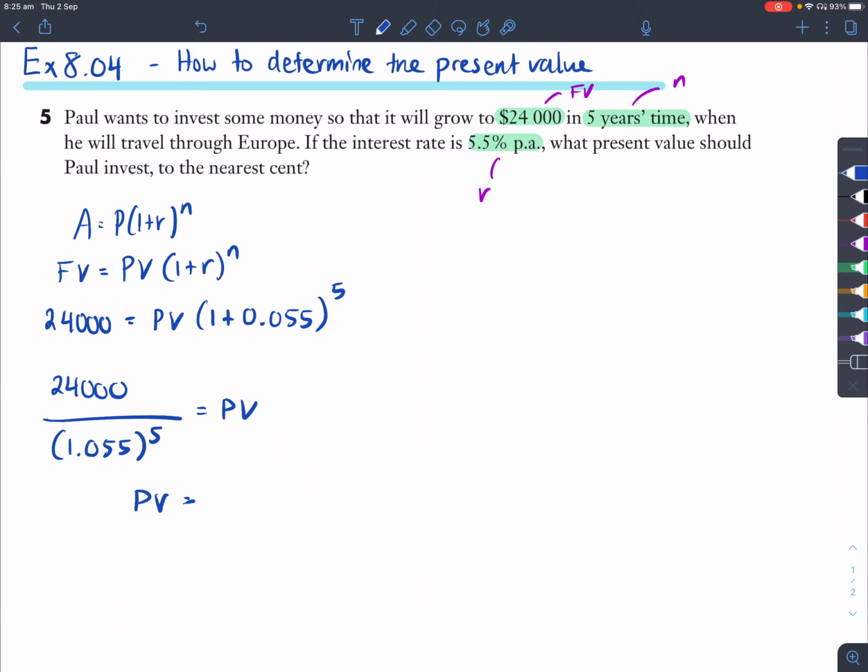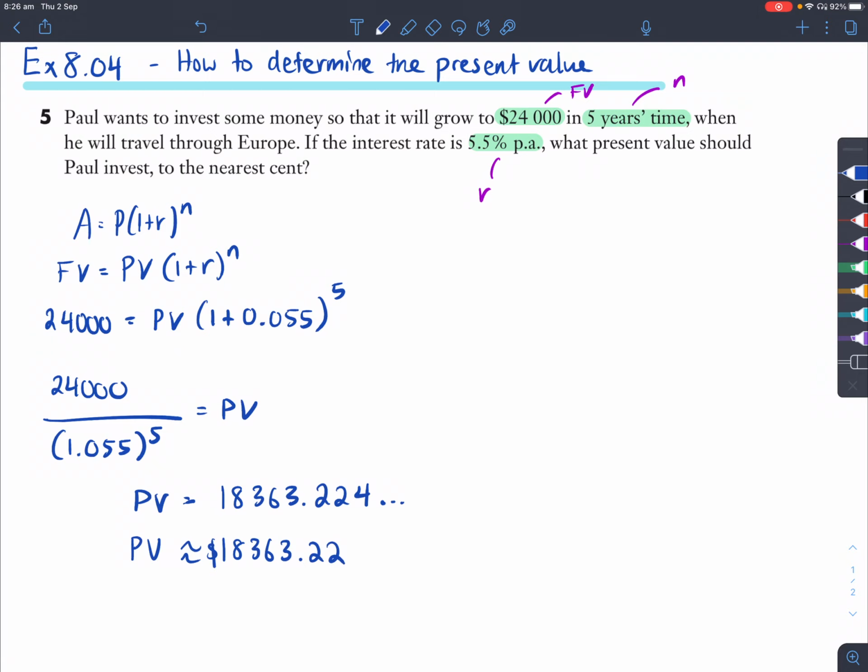And you will get PV, the present value, equal to 18,363.224. One checking process is to recognize that this value has to be lower than 24,000, because it has to start with this value to grow to that value. If you're getting any more than that, that's wrong. And with anything to do with financial maths, it's good to round to two decimal places. So it's approximately equal to 18,363 and 22 cents. There we go.